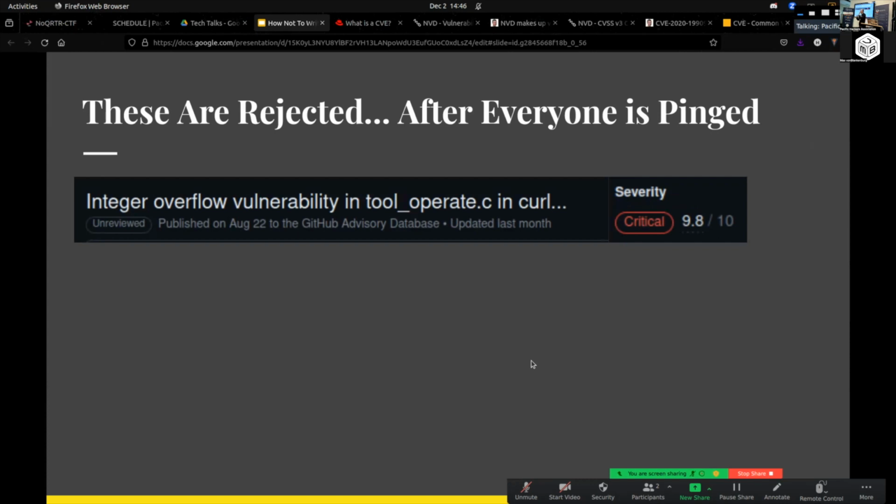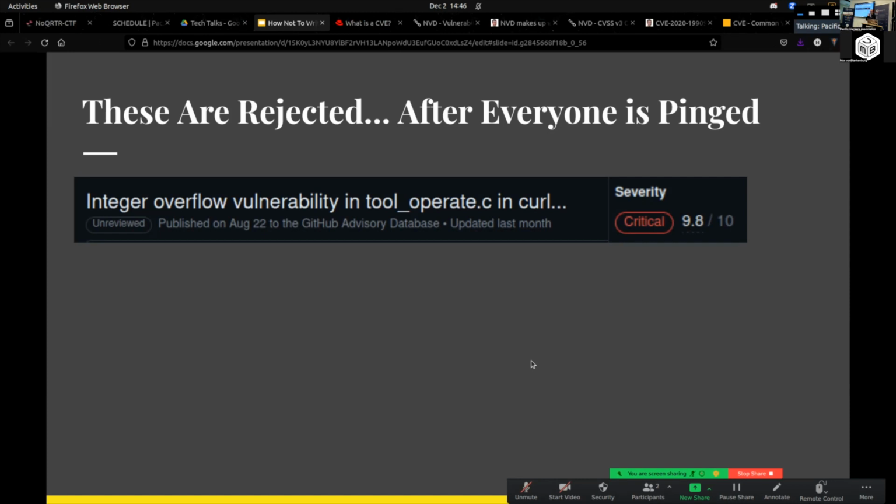These are rejected, of course, because everyone realizes this is not actually a vulnerability. This is vulnerable by design, of course, but everyone is pinged. If a CVE happens, everyone's pinged. Snyk, Barricade, they all say, there's a vulnerability in your stack. No, there isn't. Please, leave me alone.